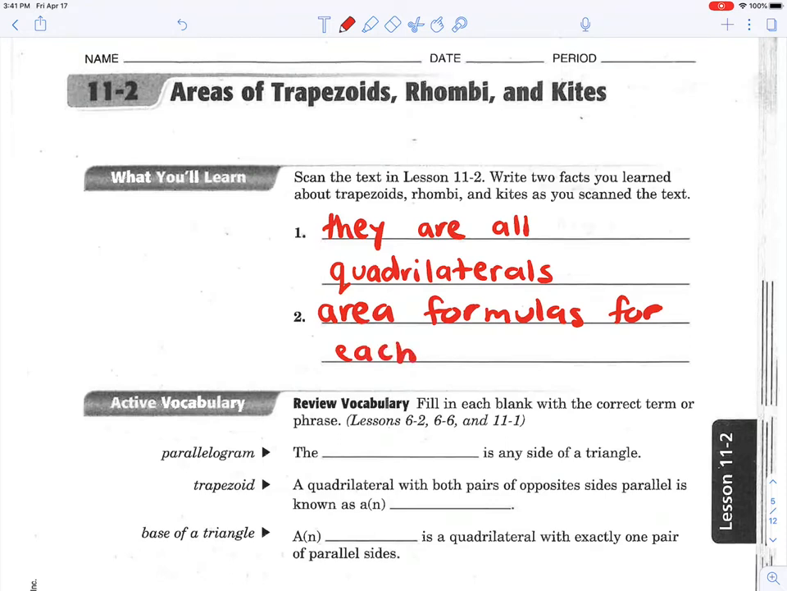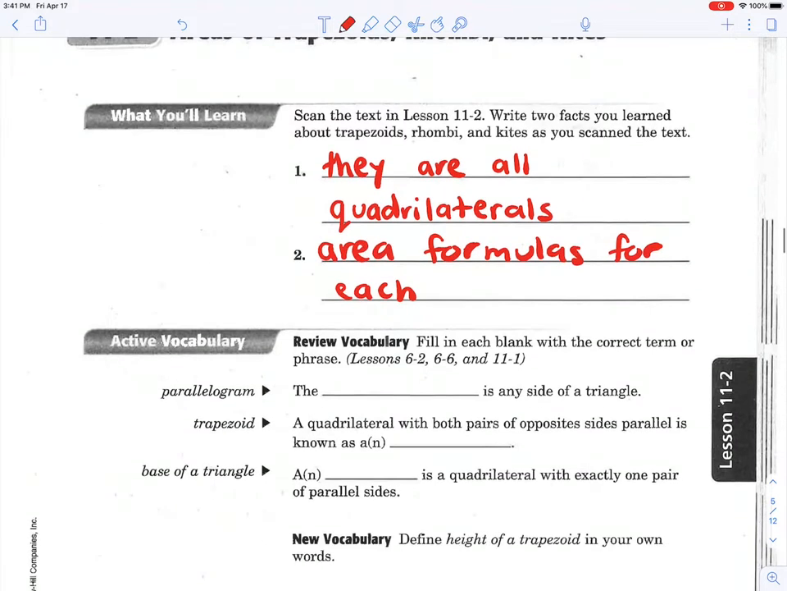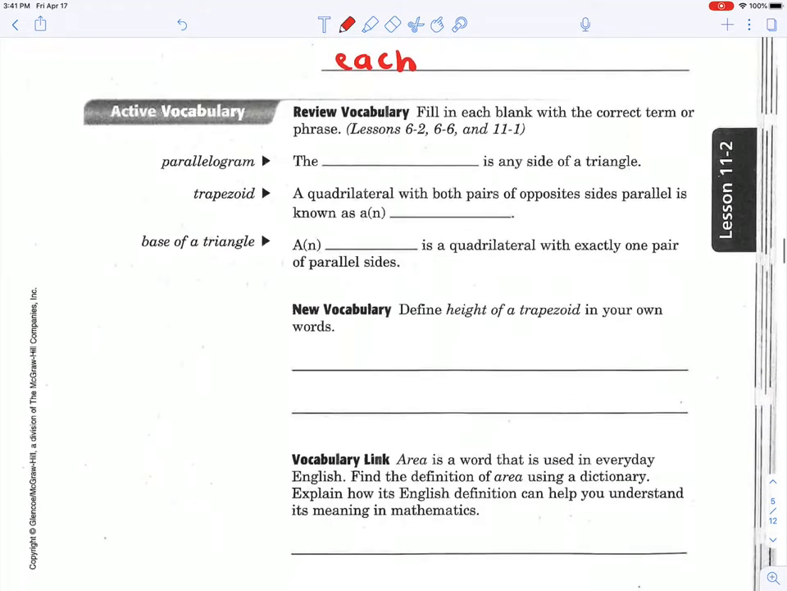Okay, again, my suggestion is that you read through the section and try to do this first page on your own, and then use this video to replay the first page and see how you did. Fill in each blank with the correct term or phrase.